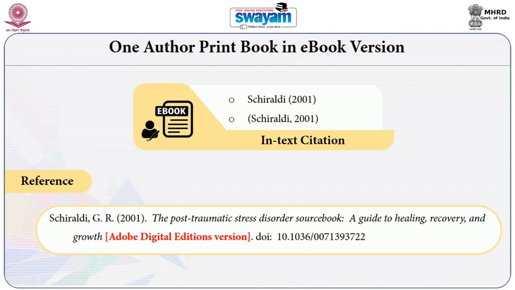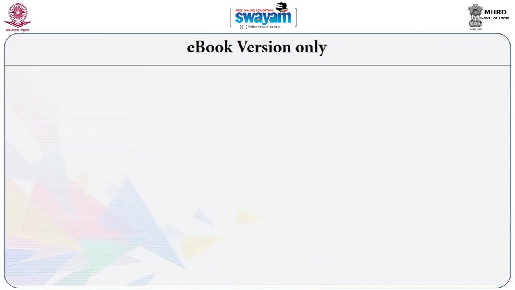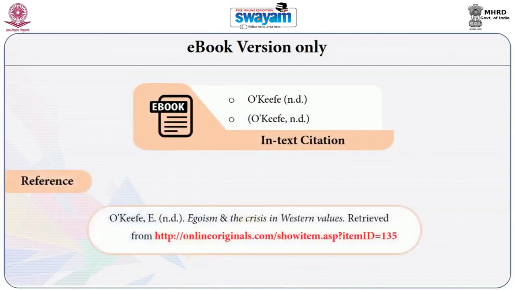The in-text citation for one author print book in ebook version is the same, only the way the reference is given differs. All details are similar to a print book till the title. Full title is given in italics and is followed by the version, in this case Adobe Digital Editions version, in parentheses or square brackets, followed by period, and then DOI or URL follows. See the example displayed on the screen for the ebook version only.